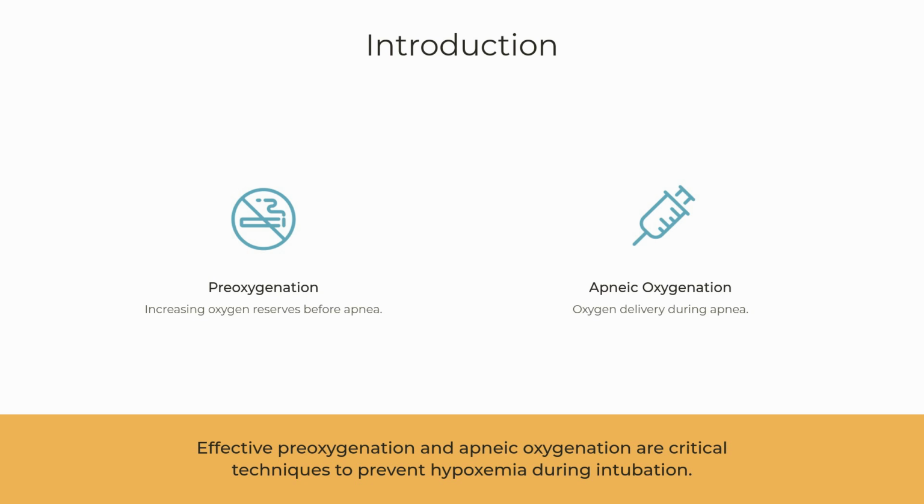Preoxygenation is the process of boosting the body's oxygen reserves, mainly in the lungs, before a patient stops breathing during intubation. This is done by replacing nitrogen in the alveoli with oxygen, a process often called denitrogenation. Apneic oxygenation, on the other hand, involves providing oxygen during the apneic period, when a patient isn't breathing, such as during intubation attempts. These techniques are vital because they extend the time we have to secure the airway safely, reducing the risk of hypoxemia, which can lead to severe outcomes like cardiac arrest or brain injury if not managed properly.